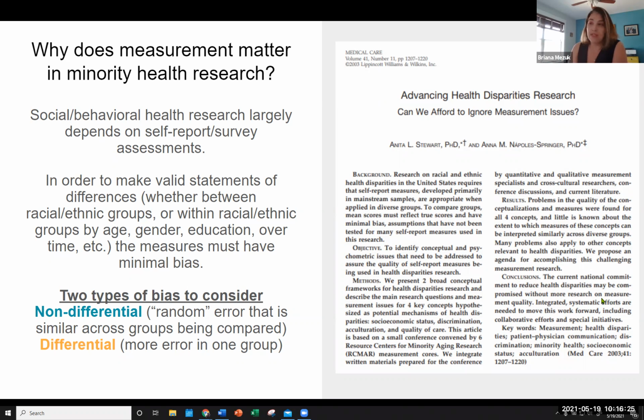Differential is a problem because that means that we're doing a lousy job, more of a lousy job, measuring this construct in one group versus another. And that means that our inferences in terms of comparisons across the groups are suspect. And we may see differences across the groups or may not see differences across the groups when that is not the true state of the world.